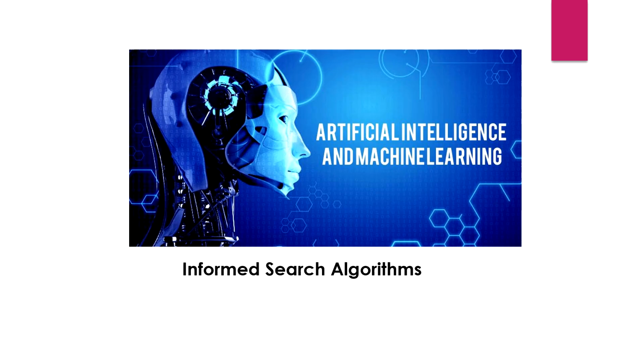Today's topic is the A-star algorithm, one of the most important informed search algorithms used in AI. By the end of this session, you will understand what the A-star algorithm is, why it is called an informed search, how the evaluation function works, the step-by-step algorithm, a practical example, and advantages, disadvantages, and real-world applications.